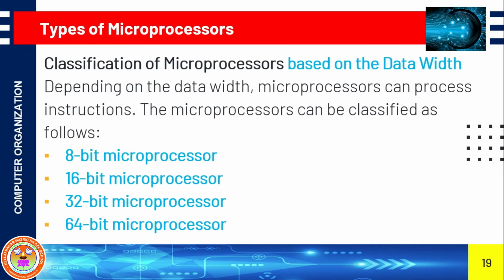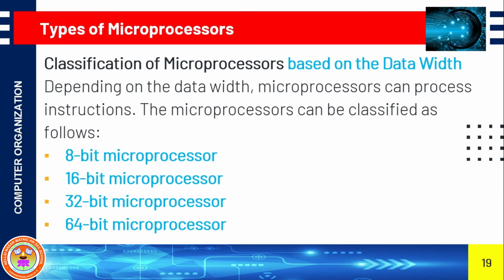The first thing is classification of microprocessor based on data width. This topic specifically deals with how, depending on the data width, a microprocessor can process the instruction. So what is the meaning of data width? Data width is nothing but how much data is processed or executed in a single second. That is data width.